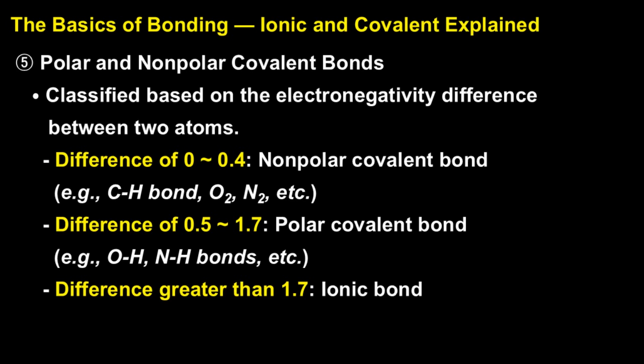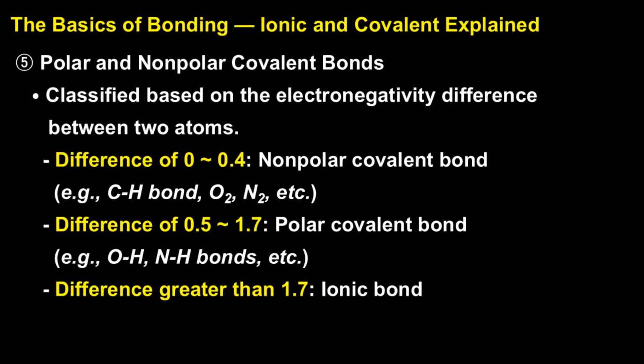Now, let's talk about the different types of covalent bonds. Covalent bonds form when atoms share electrons, but that sharing isn't always equal. It depends on the electronegativity difference between the two atoms. If the difference is small, between 0 and 0.4, we call it a nonpolar covalent bond. Electrons are shared equally, like in carbon-hydrogen, or diatomic molecules like oxygen and nitrogen.